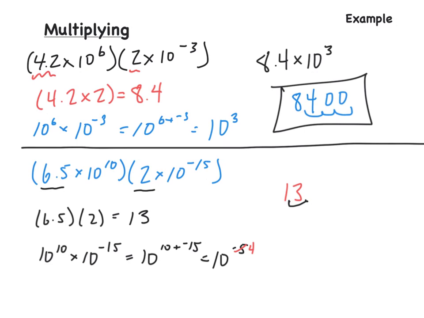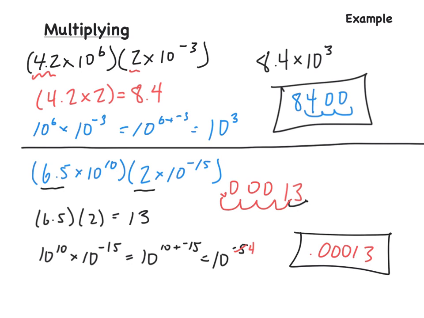Now, I treat it just the same, 10 to the negative 4th. Go 1, 2, 3, 4, add the zeros, and this would be our answer. So 0.00013 would be our final answer.